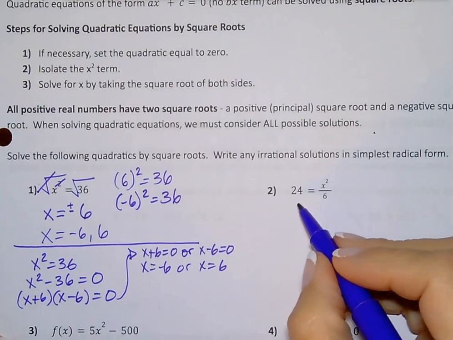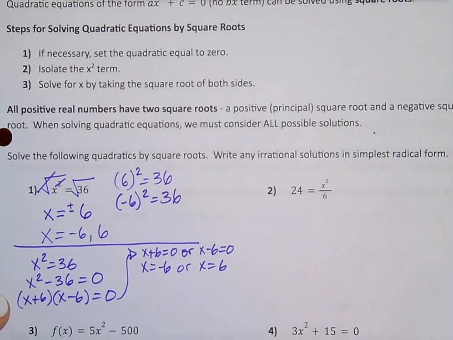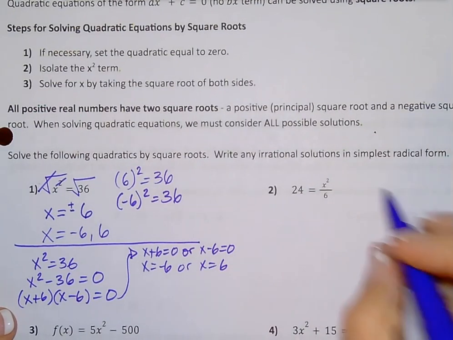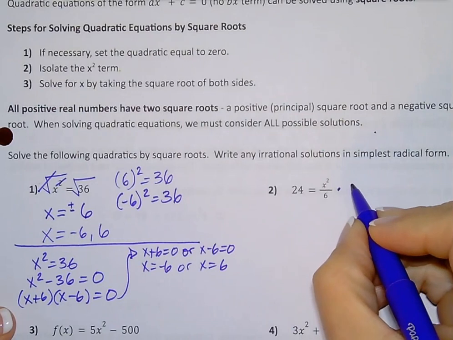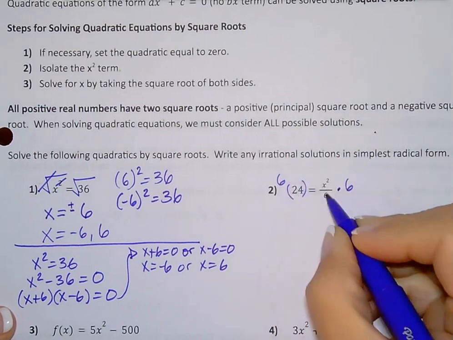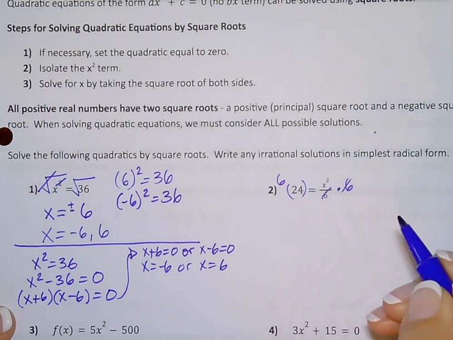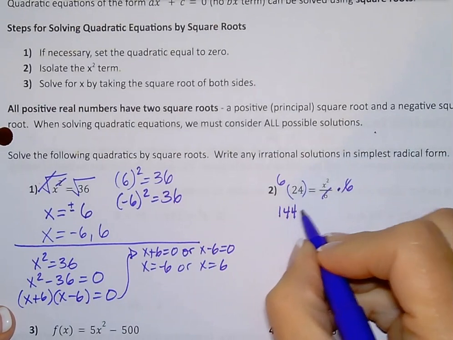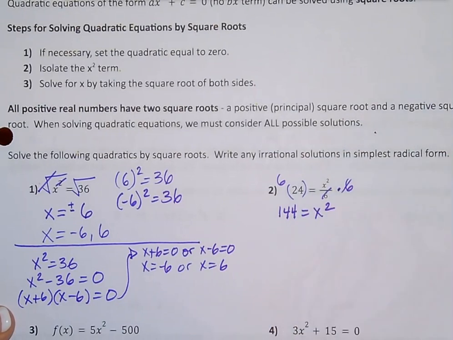Okay, so here I have 24 equals x squared over 6. And so what I'm going to do is multiply each side by 6. When we have a denominator that we don't want, we're going to multiply by that denominator to get rid of it, right? So I know 6 times 24 is 144, and that equals x squared.